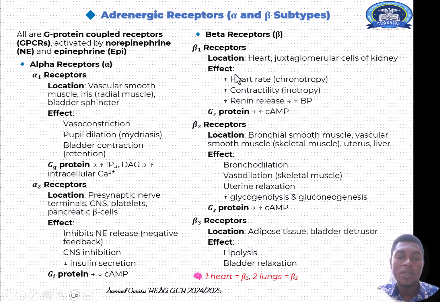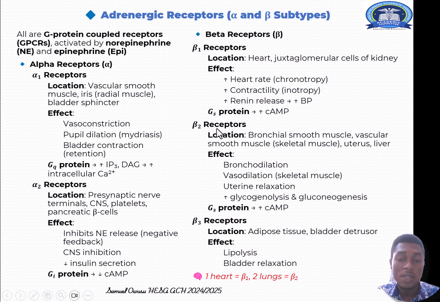When you have norepinephrine binding to these beta 1 receptors, they tend to cause chronotropy, so increased heart rate. The heart would also contract, so inotropy, and there is increased renin release, and that would in turn raise the blood pressure. These ones have a stimulatory effect, so we have Gs protein. They tend to increase the cyclic AMP levels.